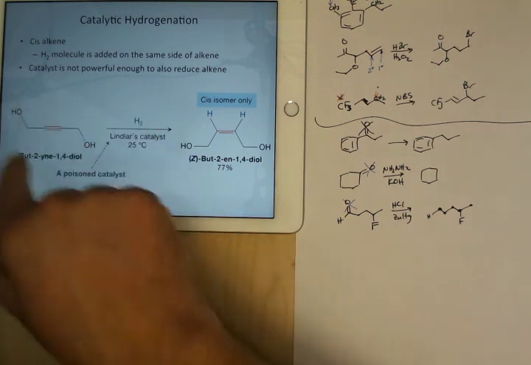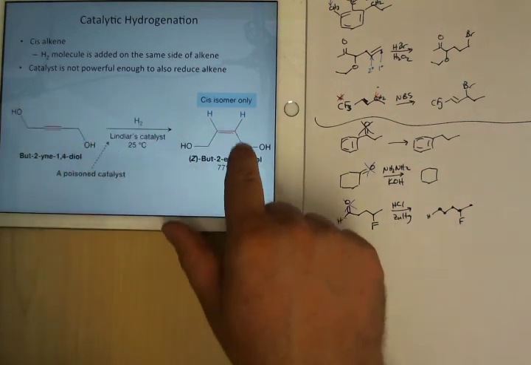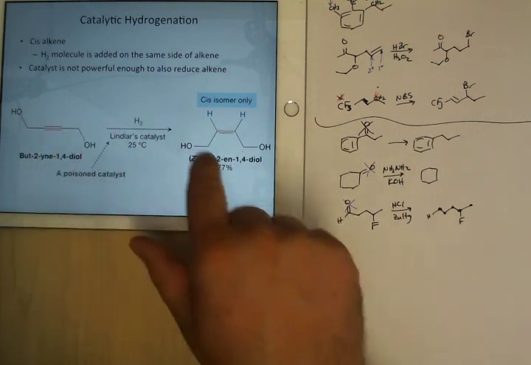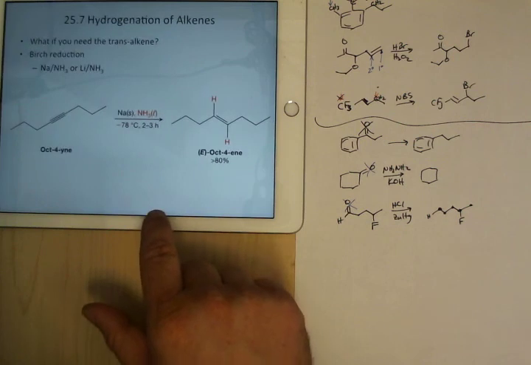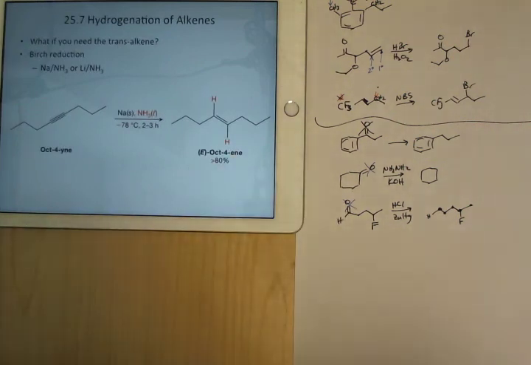So with the Lindlar catalyst, you're going to make the cis double bond here. But the question becomes, what if you want to make the trans alkene? Well, you do what's called a Birch reduction.